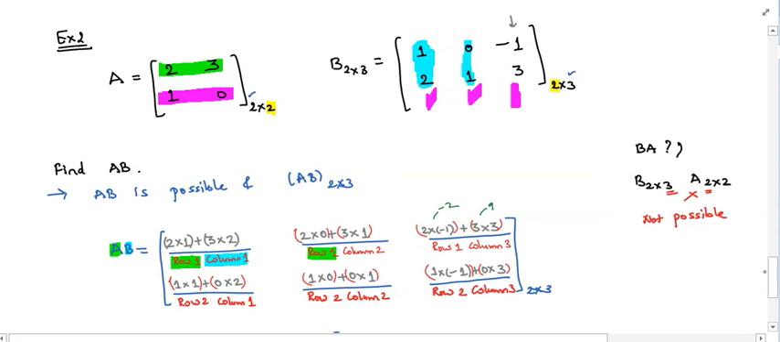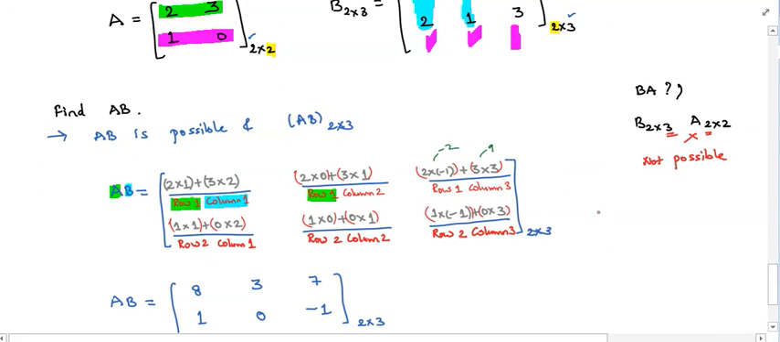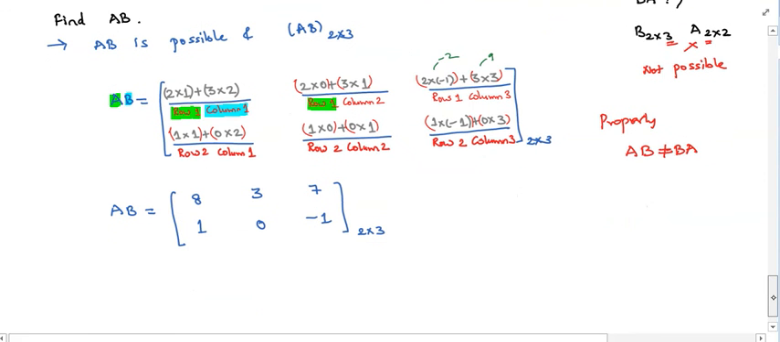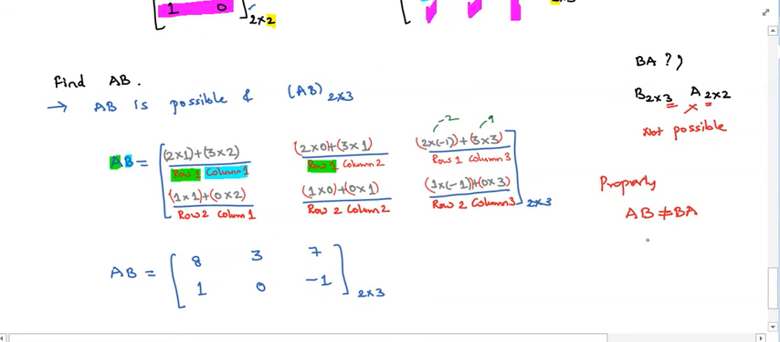So what does it say? It gives you a property of matrix multiplication: AB is not equal to BA. Because sometimes AB is possible but BA is not possible. So it is not commutative. I hope it's clear.